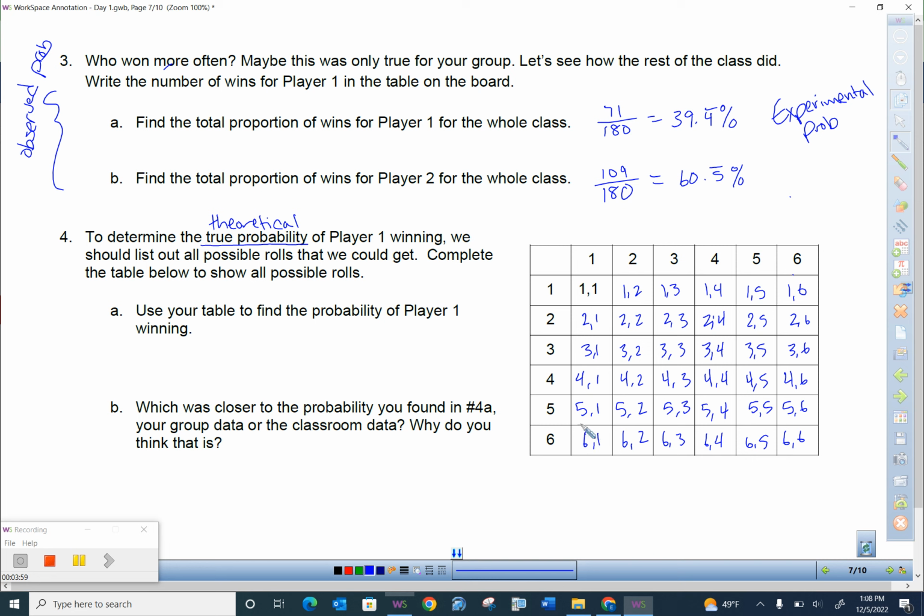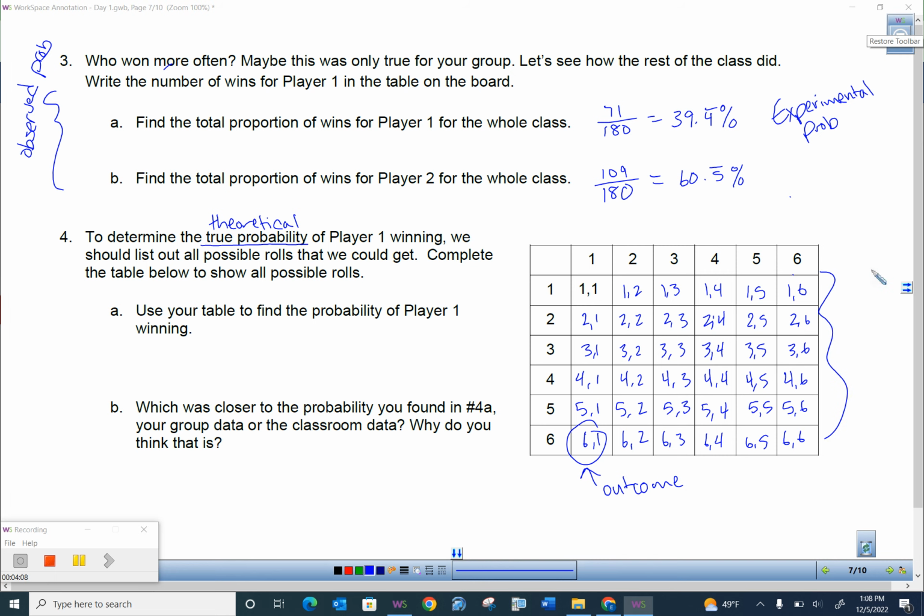Okay, so I'm going to add some vocab here. This one single thing is called an outcome. And all of these together are called the sample space. And sometimes this is written just in set brackets because it's the set of all outcomes. And sometimes it's written out in a table because it makes it more clear for what's going on.